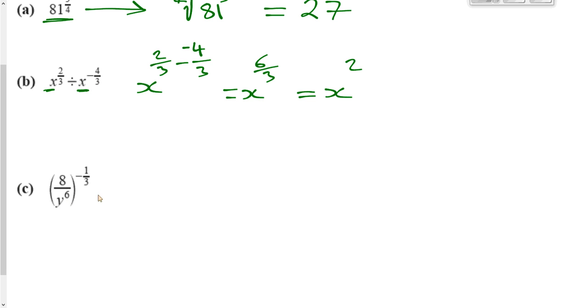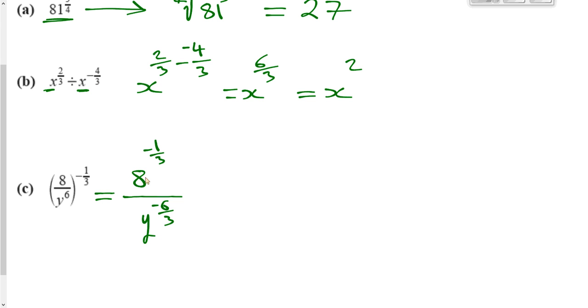So if we do that, that's going to give us 8 to the power of, now remember the exponent of 8 here is 1. 1 times negative 1 over 3 will give us negative 1 over 3. And we're going to have y to the power of 6 times negative 1 over 3. So 6 times negative 1 is negative 6 over 3.